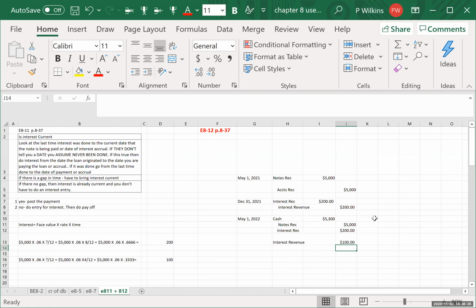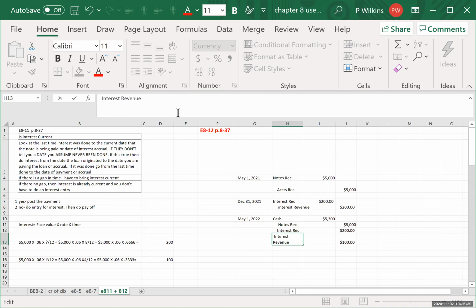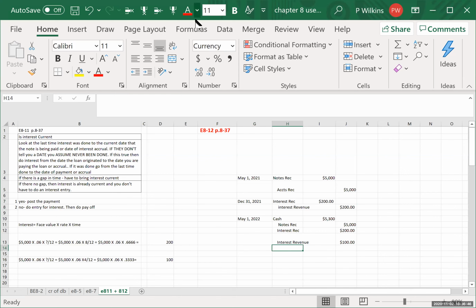So this first entry here is the issuance of the note. The next entry is the accrual of interest. And then the next entry is the payment of the note and interest when the interest was not current. So we had to do an entry to bring the interest current. Okay, and that's why we have the additional entry there. All right, so that's exercise 812 on page 837. And I'm going to stop the recording there.